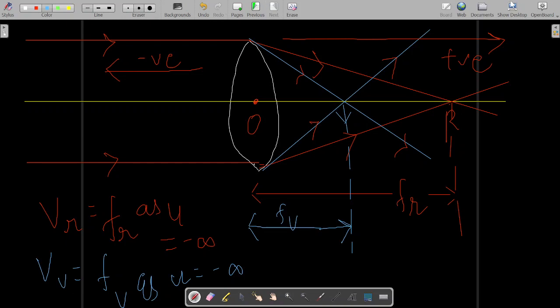So we will discuss the expression for axial or longitudinal chromatic aberration in the next class.